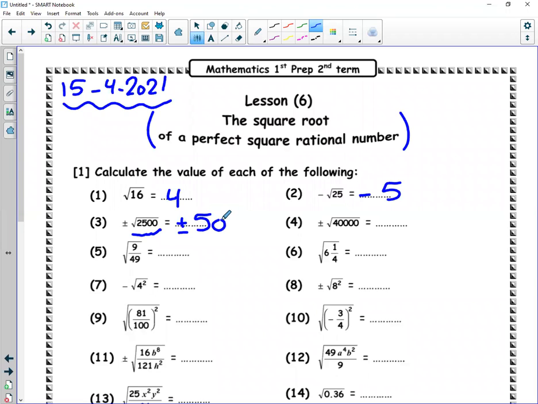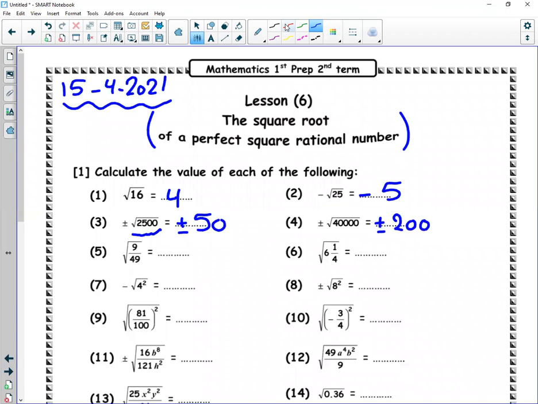Number 4, you can use the calculator to find the solution. Number 4, positive or negative root of 40,000. You can try to find the number which times itself equals 40,000. The answer will be 200, positive or negative.